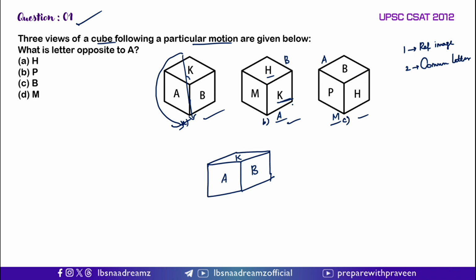Here also they are rotating this cube like this, so that H will be here. So B has come to the top. After rotating this cube like this, they have rotated it like this. So B has come to the top, H is here, A is in this side, opposite to P will be K.